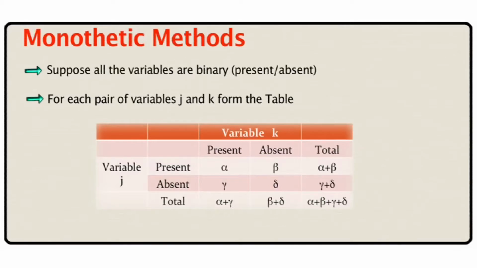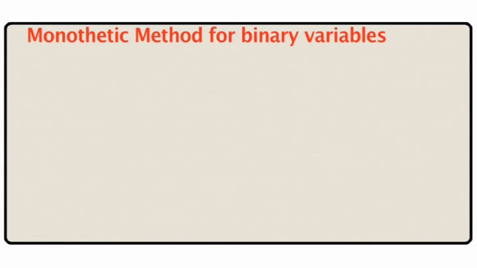So we have variable j and variable k out of the m variables, and then we look at this over the n individuals, and see in how many of these individuals variable j is present as well as variable k is present. That would give us alpha. If variable j is present and k is not present, then the number of such individuals is beta. Similarly, we can define gamma and delta and form a table like this. Based on this table, we next compute what is referred to as a chi-square.